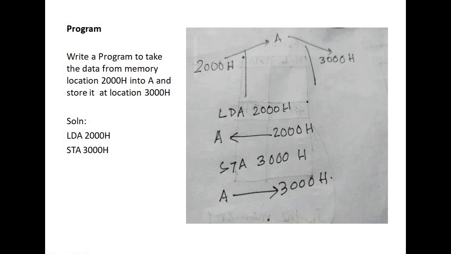INX B. What will INX B do? I have already told you, it will increment the BC pair by 1. That is, the BC pair was storing 5000. Now if you write INX B, what will the BC pair store? It will store 5001. So you don't have to write LDA 5001, LDA 5002. I'll repeat, INX B will increase the content of the BC pair by 1.